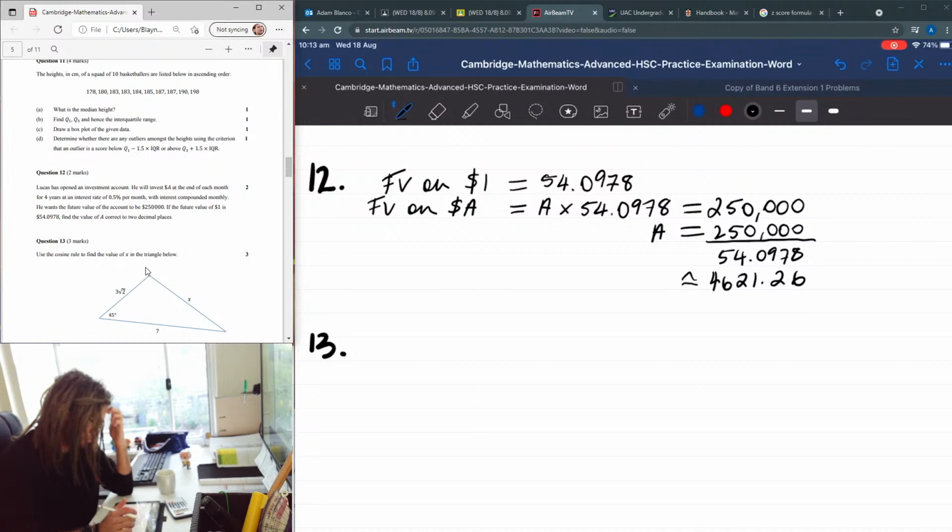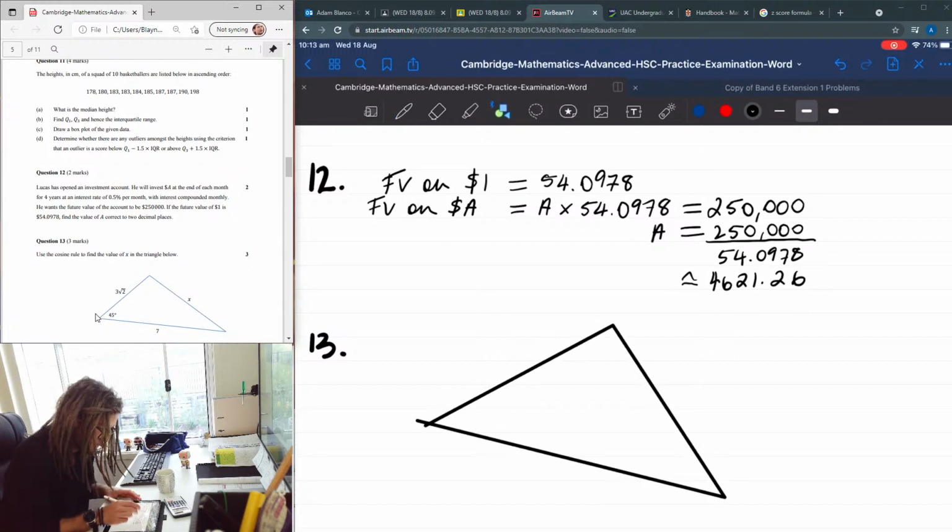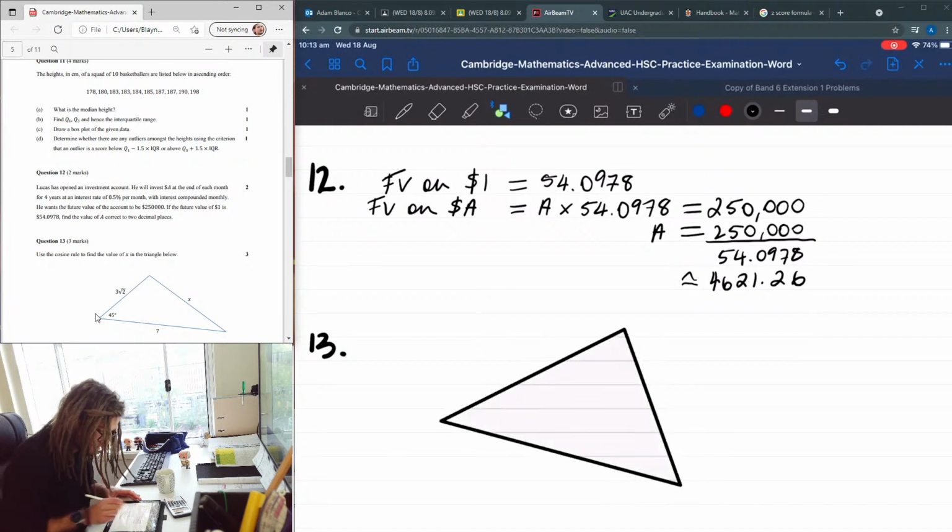Cosine rule. Easy. Let me draw the triangle. No, let's not draw the triangle. Cosine rule, I need an... Okay, so this 45 is going to be... Yeah, I'm just going to draw the triangle without trying to explain it. Okay, that's going to be 45.